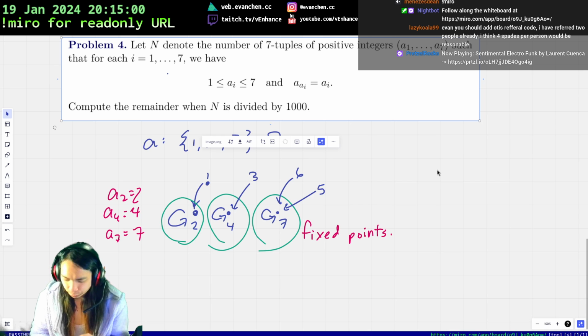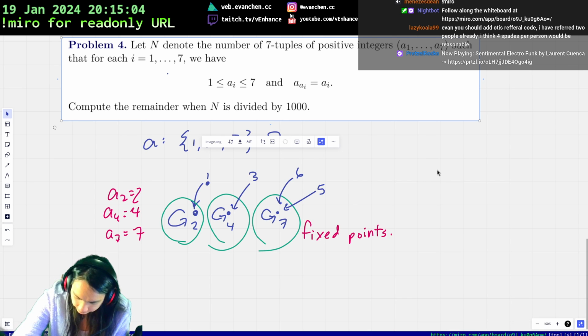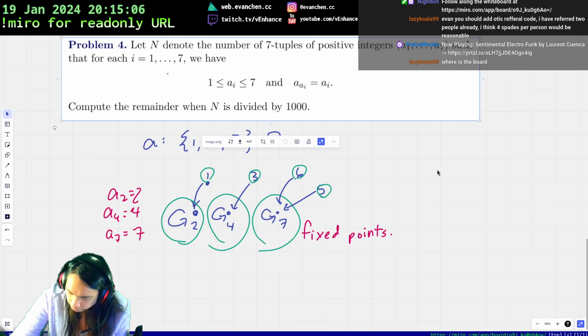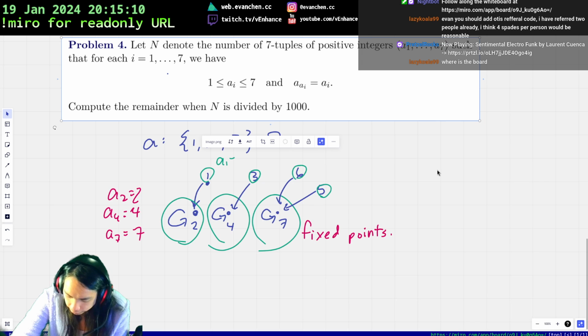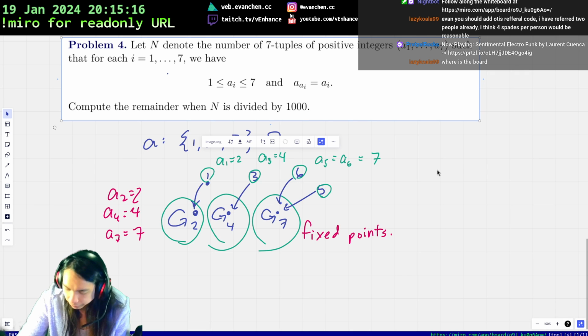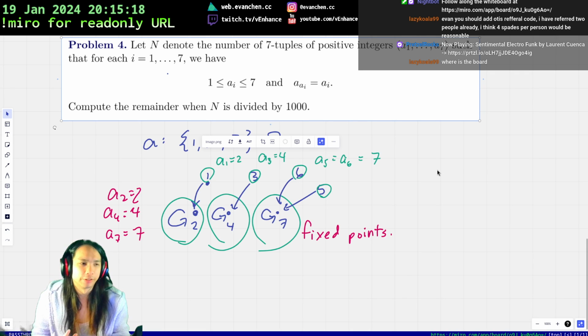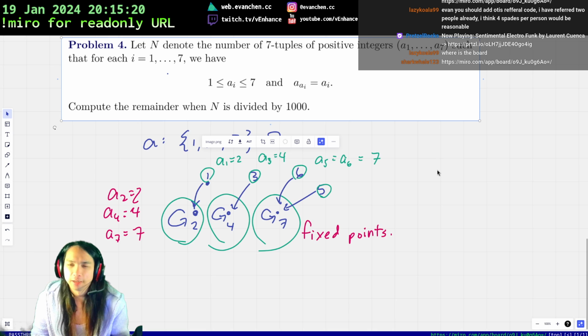So once you decide on the set of fixed points, then for all the other numbers, like this 1, 3, 6, 5 here, they should go to one of them. So a1 in this picture goes to 2, and a3 goes to 4, and a6 goes to 7. And that's actually just a complete classification. You pick the fixed points, and then everything else has to point to one of them.